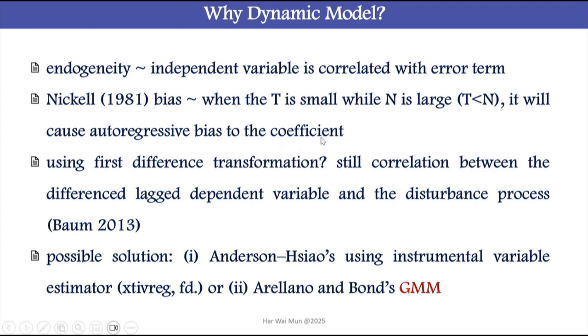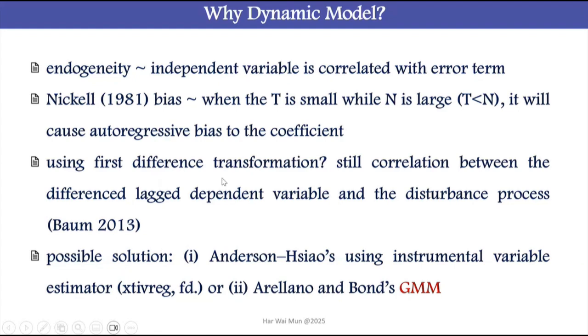So how do they deal with it? They have many different ways. First, they use the first difference transformation. First difference means you subtract, right? But after this first difference transformation, the correlation still exists between the lagged dependent variable and the disturbance process. You have a very, very complicated formula. Even I cannot remember it; you have to let me see it first. So never mind, we don't go into too much detail. We make difficult things simple. Why do you use a dynamic model? Because you have this Nickell bias, autoregressive problem, endogeneity. All are the same thing, talking about the same thing.